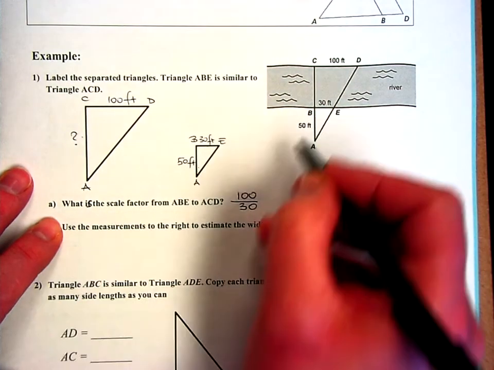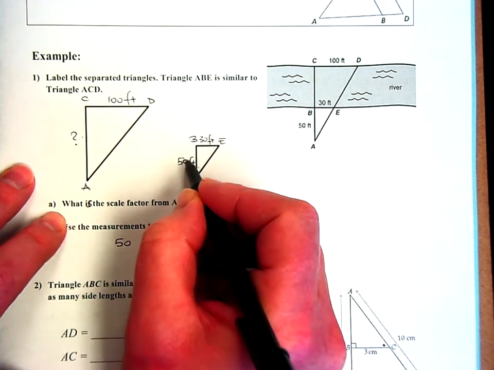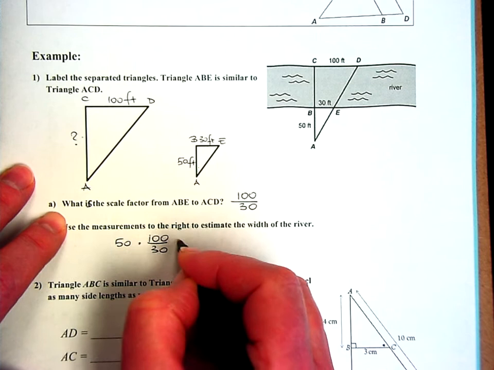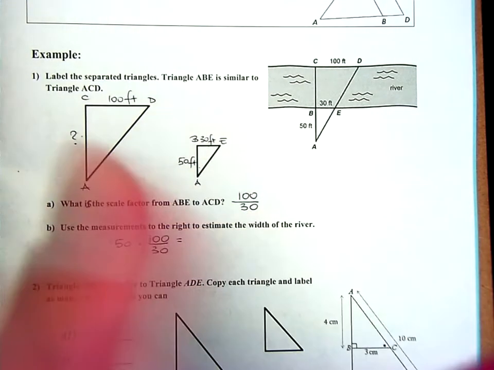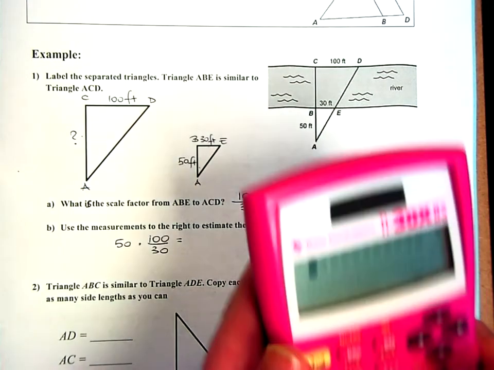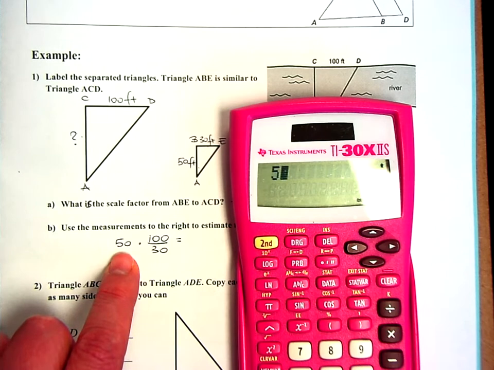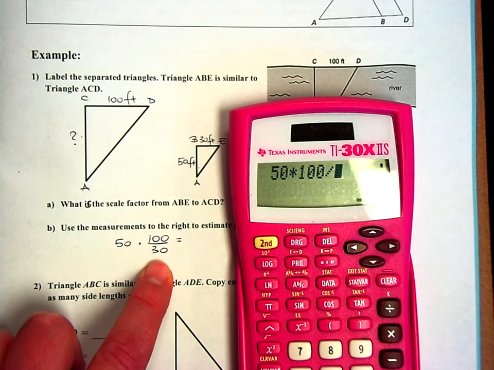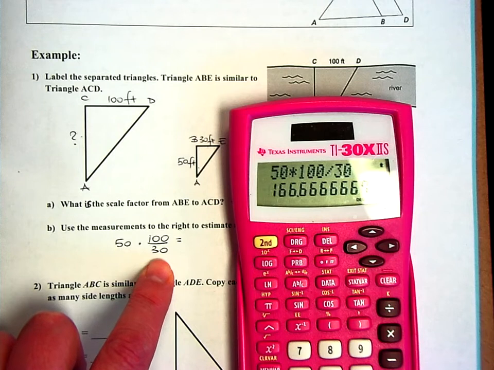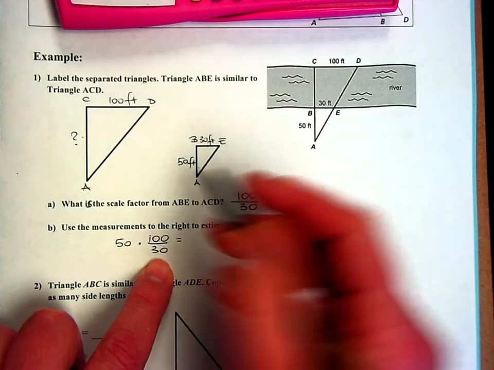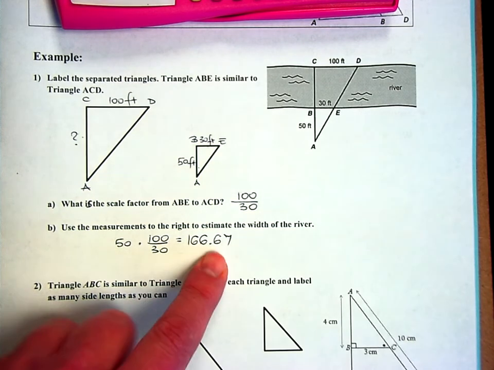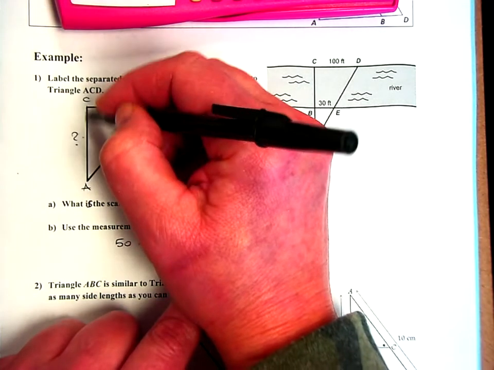Now we use that scale factor to find how long this side here is. We take a corresponding side, 50 feet, and multiply by the scale factor. So we go 50 times 100 and then divide by 30. We end up with 166.6 repeating. I will round it to 2 decimal places, which is 166.67 feet.